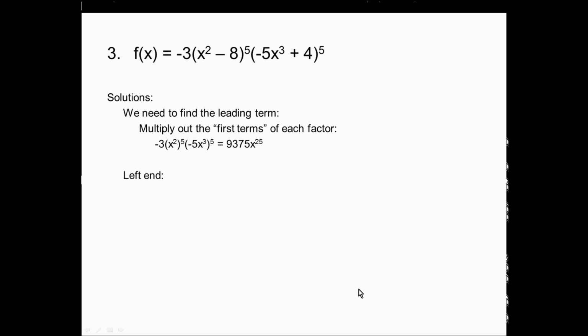Okay. For the left end, let x be negative 1. So I'm going to have negative 1 to the 25th is negative 1 times 9,375 is negative 9,375. For the right end, 1 to the 5th is 1, so I end up with 9,375. So left end down, right end up. Remember, negative is down, positive is up.